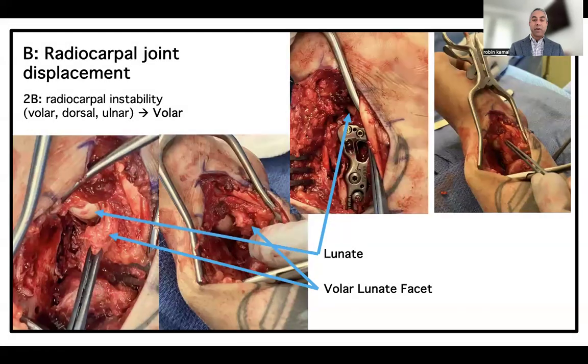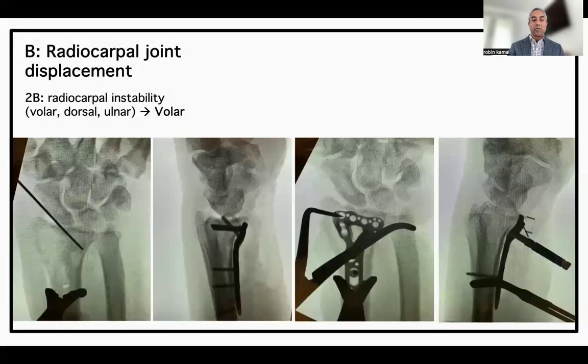Here's an example of one of my cases of that volar lunate facet fragment. I've done here a volar arthrotomy, and I'm visualizing now the lunate and the volar lunate facet after osteotomizing some of the callus and then reducing that fracture with a plate that's placed distal enough to capture the volar lunate facet. Here's my fluoroscopic images that show both reduction of the volar lunate facet and then fixation with a distal radius plate.